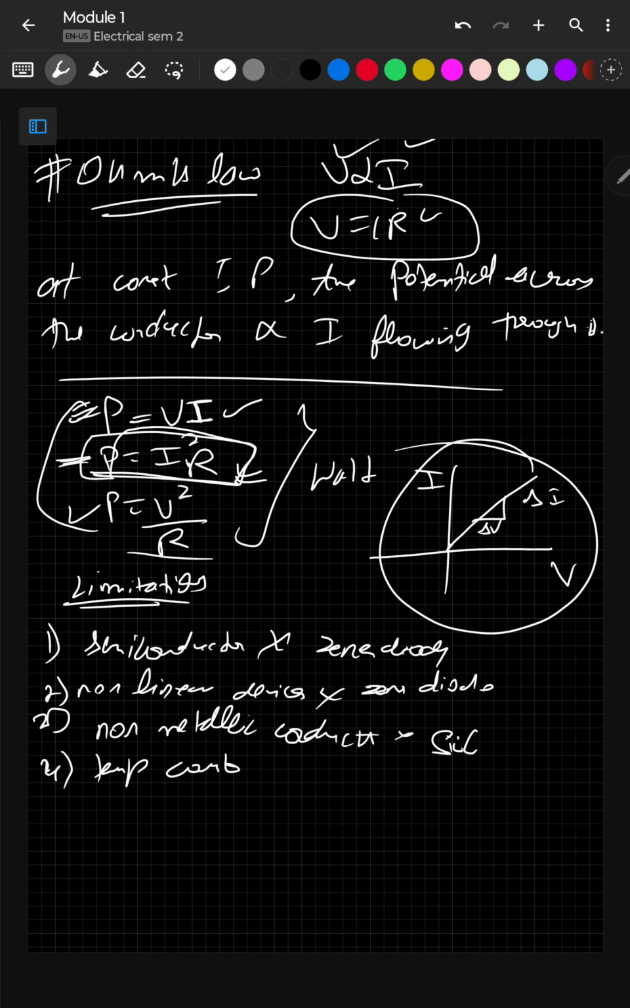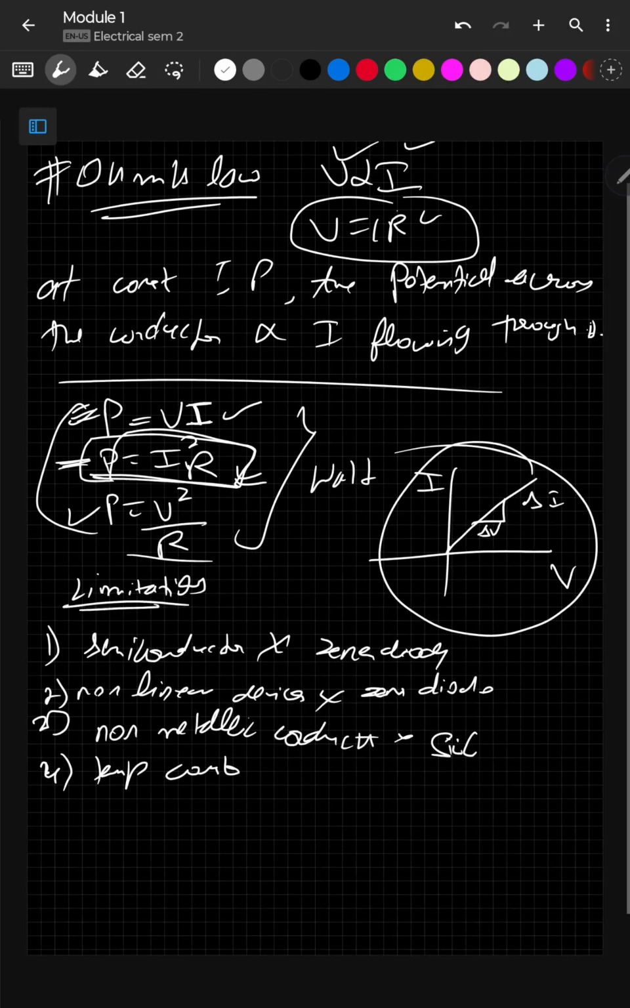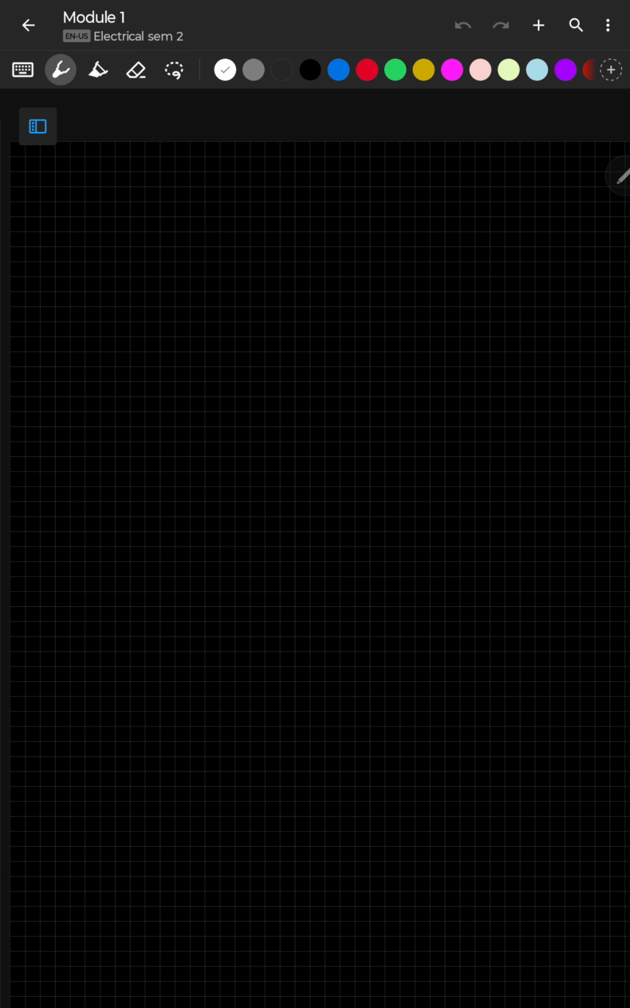Okay, so we have finished the first topic, that is Ohm's law limitations. Very good. Now let's go to series and parallel. This is also again a very simple topic. From here, numericals will start, so let's be a little bit more conscious. So you will have series connection and parallel connection.